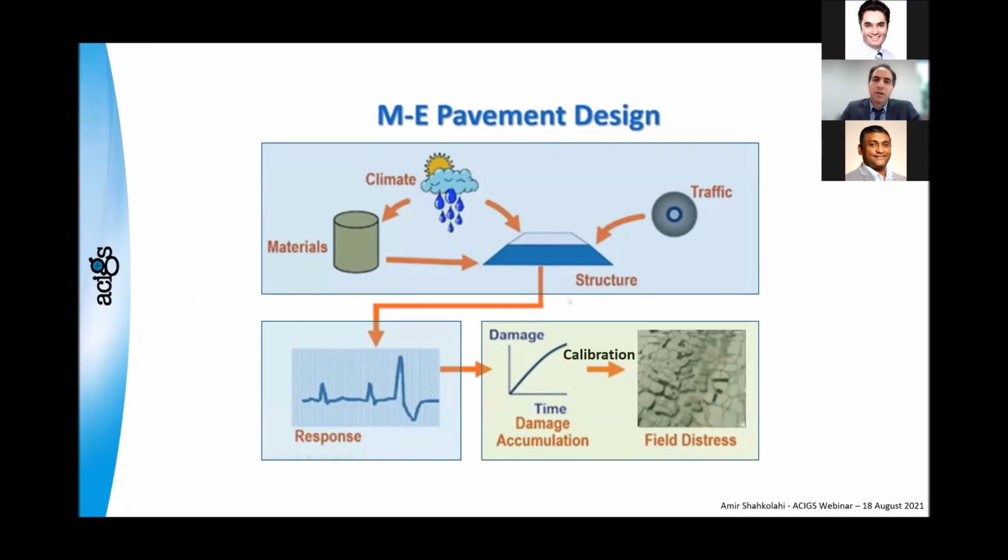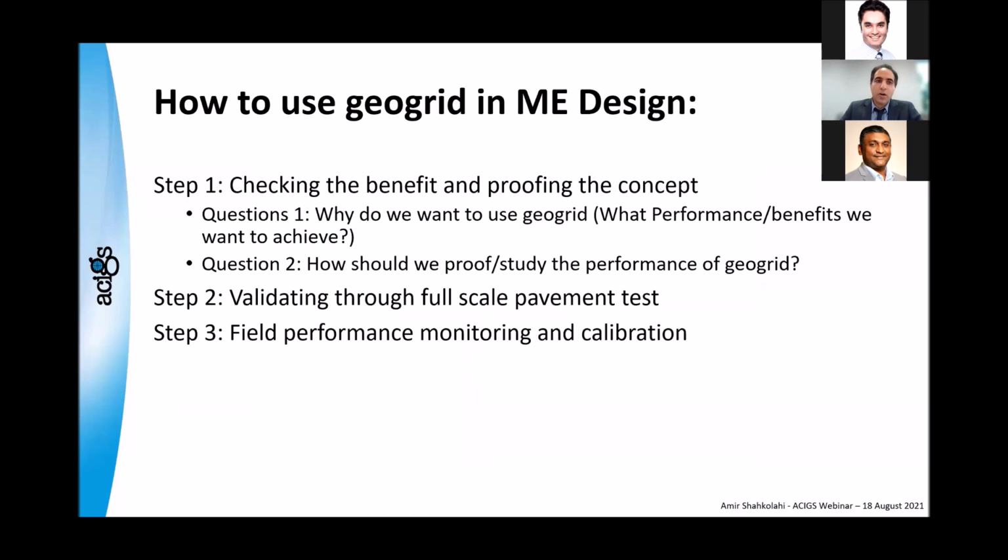In mechanistic empirical design, the first part is the material, climate and traffic data going into a structure. We assume a structure, then we go to the response model and take the response, then we go to damage models and calibrate the model that we have, and this becomes the mechanistic empirical model. Now, the question is always, how should we use geogrid in mechanistic empirical design?